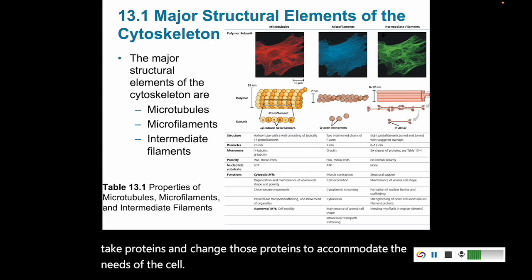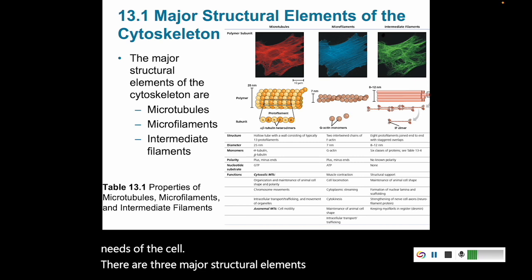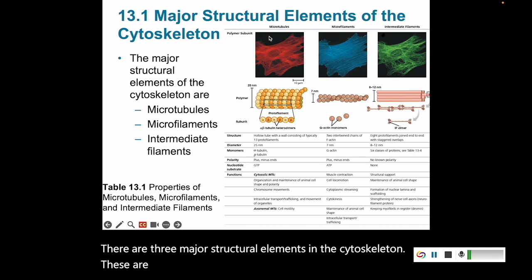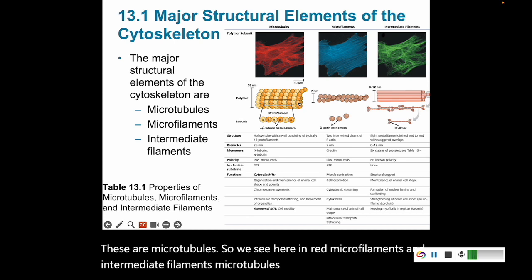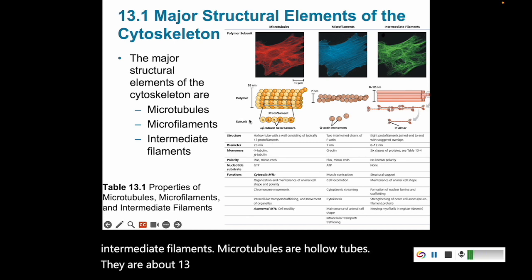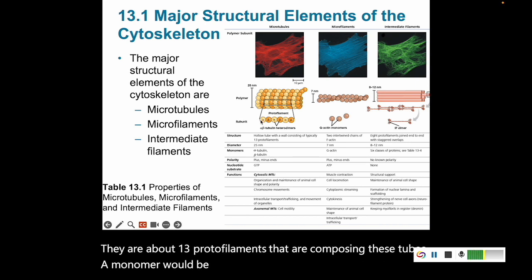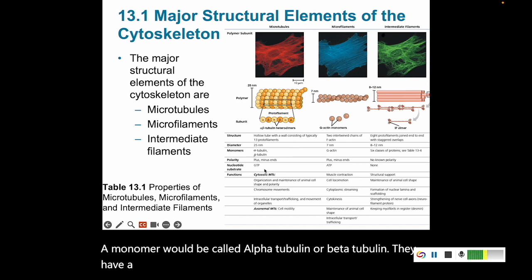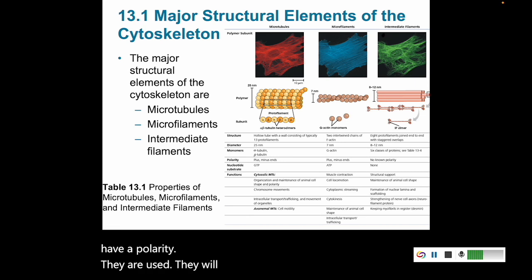There are three major structural elements in a cytoskeleton. These are microtubules, that's what we see here in red, microfilaments, and intermediate filaments. Microtubules are hollow tubes. They are composed of about 13 protofilaments. A monomer would be called alpha tubulin or beta tubulin. They have a polarity. They will use GTP to form.